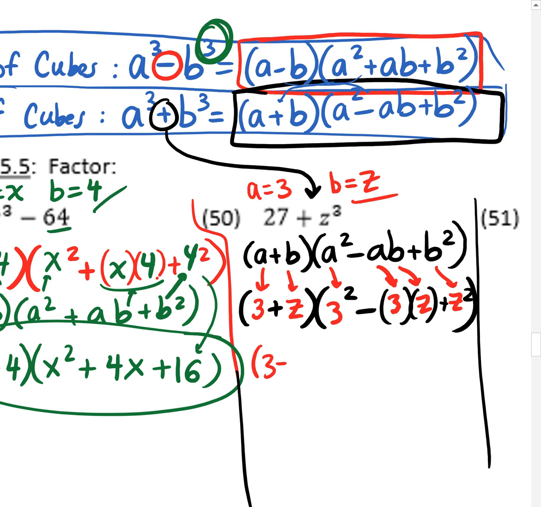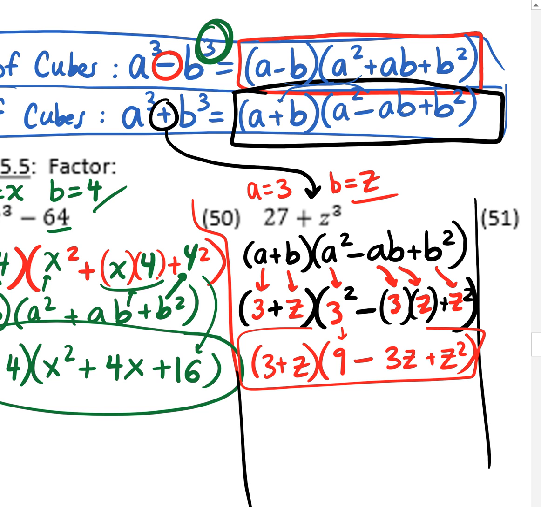I'll just simplify. That's 3 plus z. Let's see, 3 squared is 9, minus 3 times z is 3z, plus z squared. And there we go. Beautiful.